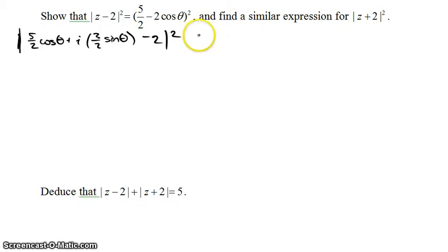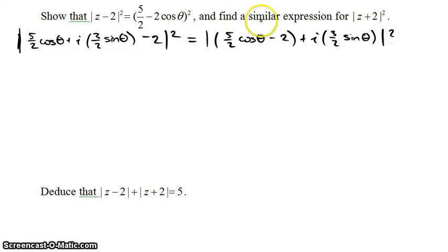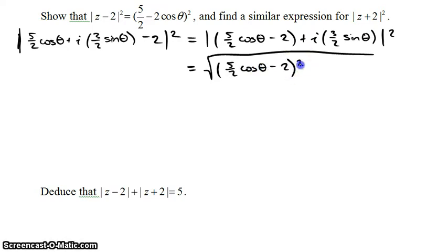Well, that's going to give us the modulus of (5/2 cos θ − 2) + i(3/2 sin θ). So splitting this up into real and imaginary parts, and then I'm going to take the modulus. So this would be the square root of (5/2 cos θ − 2) squared plus (3/2 sin θ) squared, whole thing squared, so I can basically ignore that square root sign.